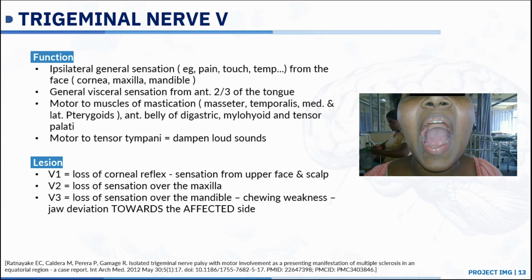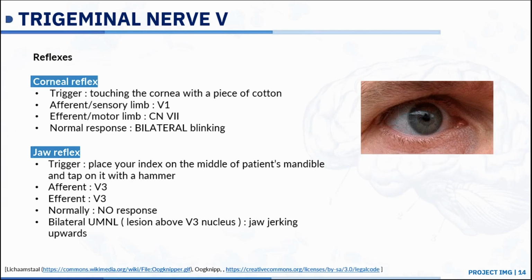Lesion: V1, loss of corneal reflex and sensation from the upper face and scalp. V2, loss of sensation over the maxilla. V3, loss of sensation over the mandible, with chewing weakness and jaw deviation towards the affected side.